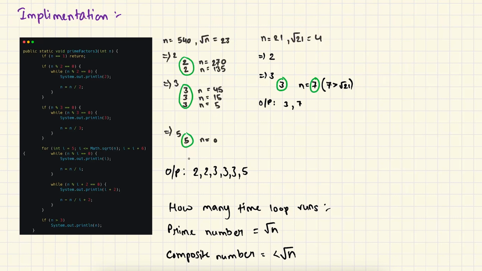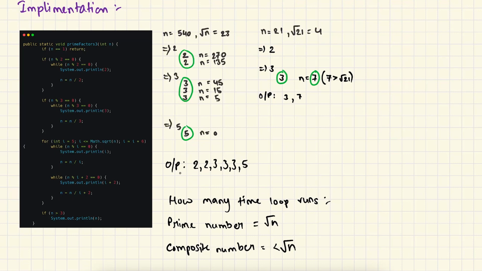Now let's talk about the time complexity of this function. So how many times is our loop running? In case of a prime number, if we pass a prime number to this function, let's say 7, this if statement is not going to run, this if statement also is not going to run, and then the for statement runs from 5 to square root of n, and inside the for statement the while loops are also not going to work because the number is prime, right? So we simply hit this condition and the number gets printed on the screen, but the for loop runs from 5 to square root of n. So in case of a prime number, the time complexity of this function comes out to be square root of n.